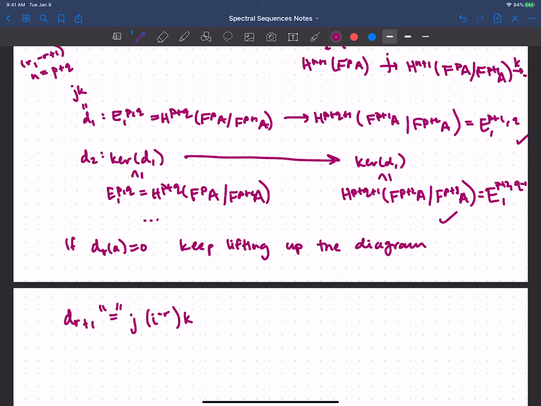Okay, so I just wanted to spell that out in detail so that we can now look at not the unraveled exact couple, but what's just called an exact couple, the succinct version of this.